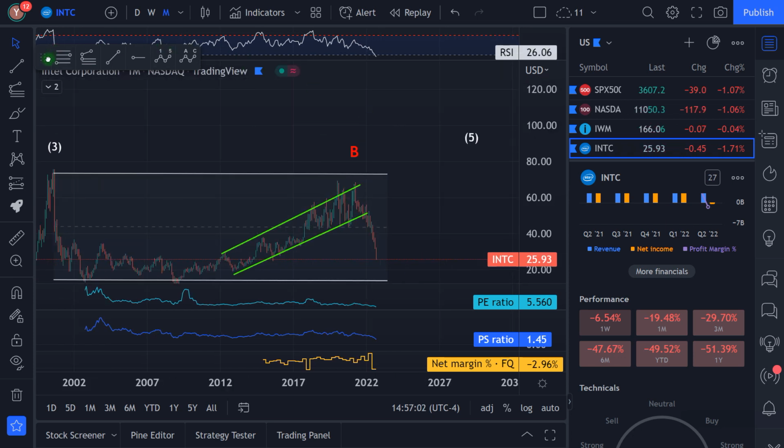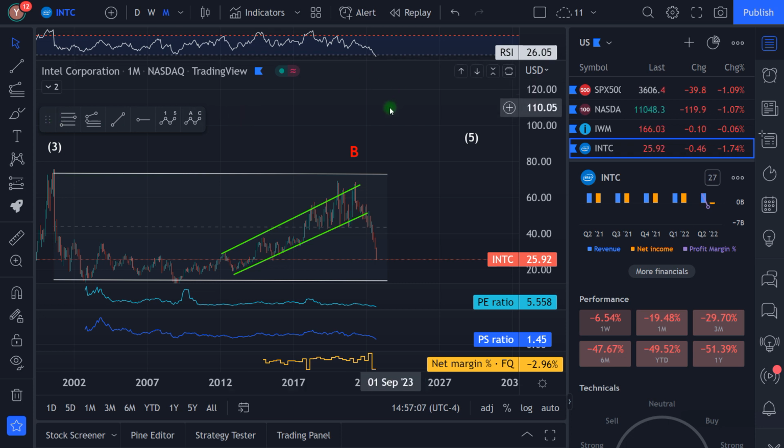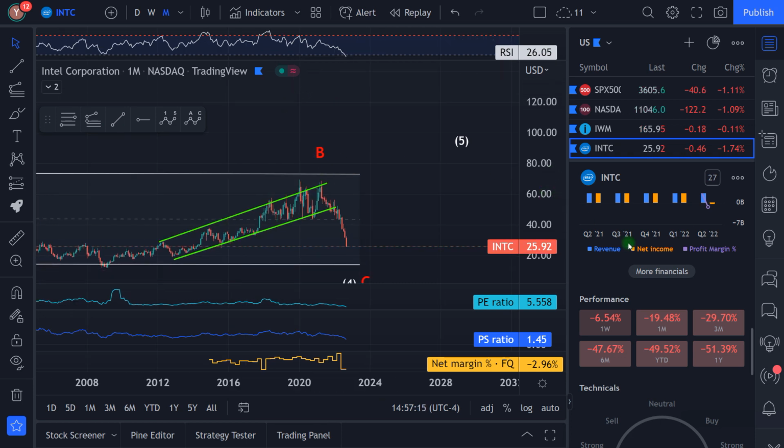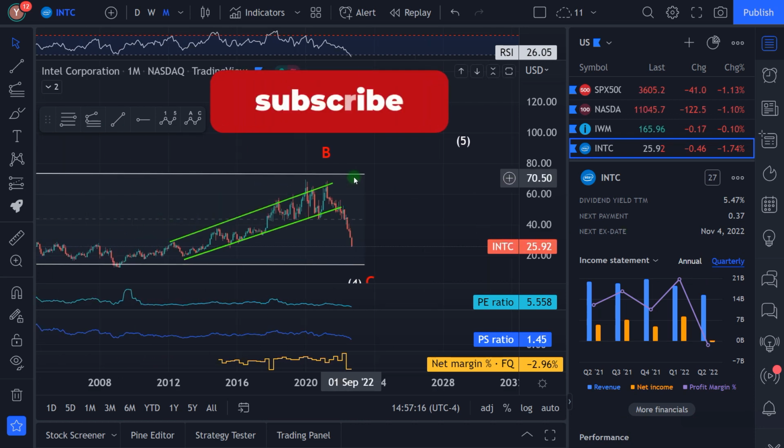Also on the momentum side, let me check. Yeah, its weekly chart is oversold, less than 30. So also from this point of view, it's not a bad point to buy this stock.